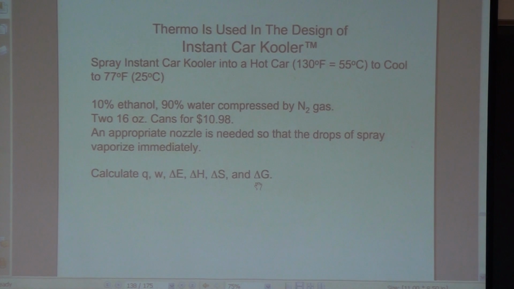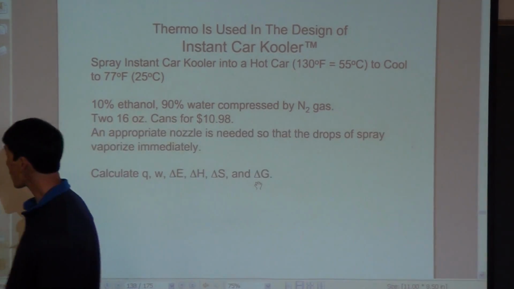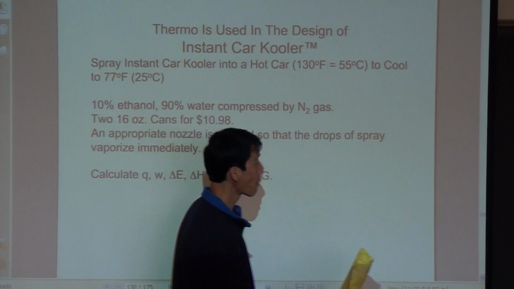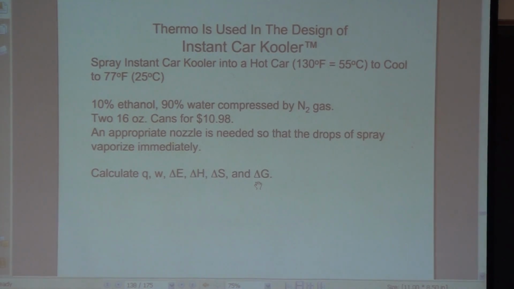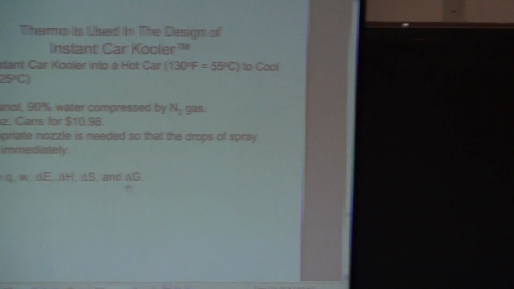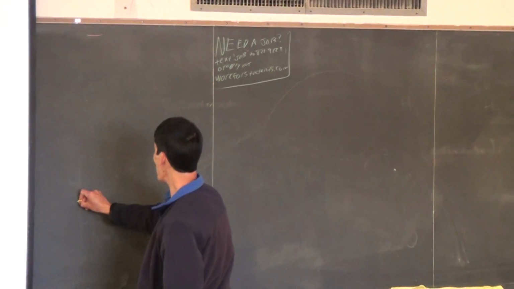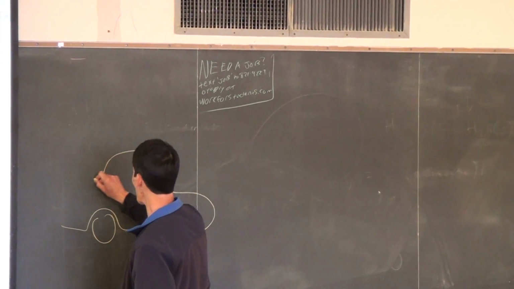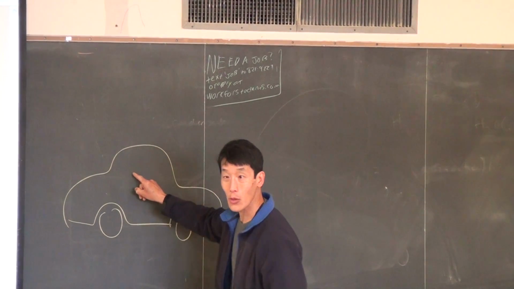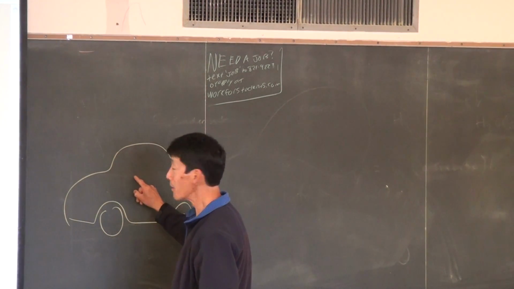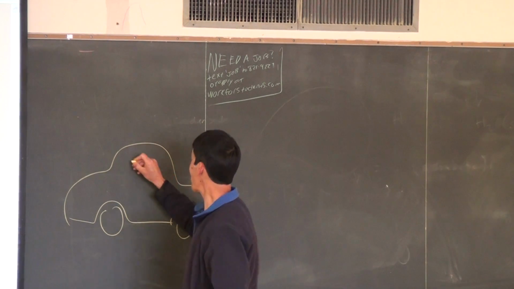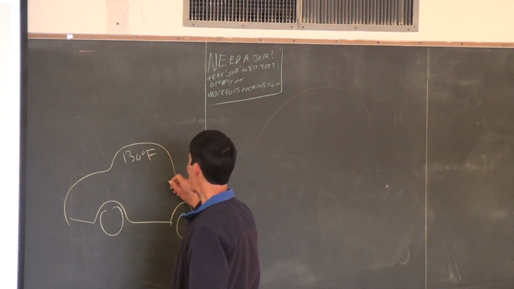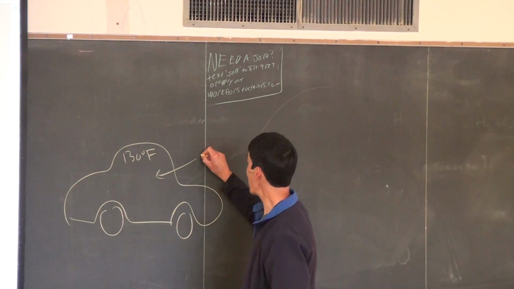Okay, so let's actually do this first. Let's just draw a little picture. Here's your car, and it's really hot. Make sure you don't have your dog in the car when it's 130 degrees, because that's not going to be good for your dog. So it's 130 degrees in here. You spray the instant car cooler in here.